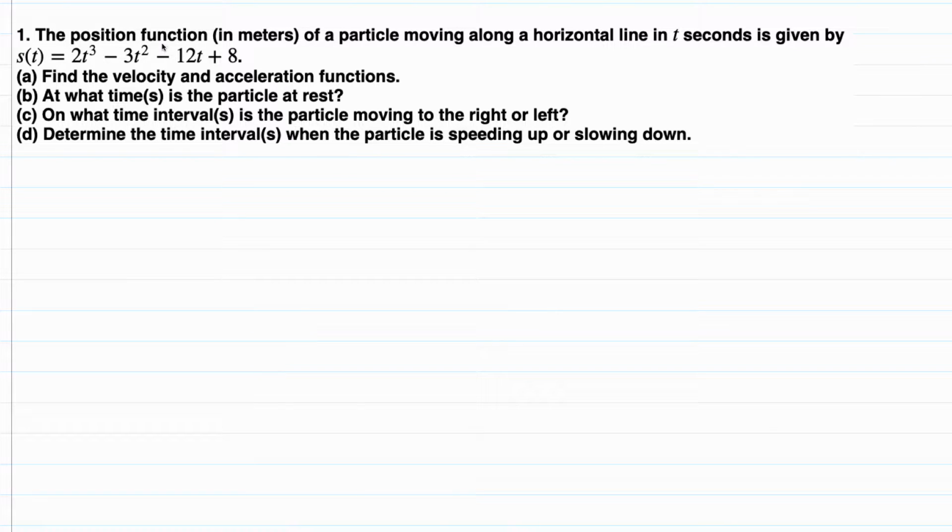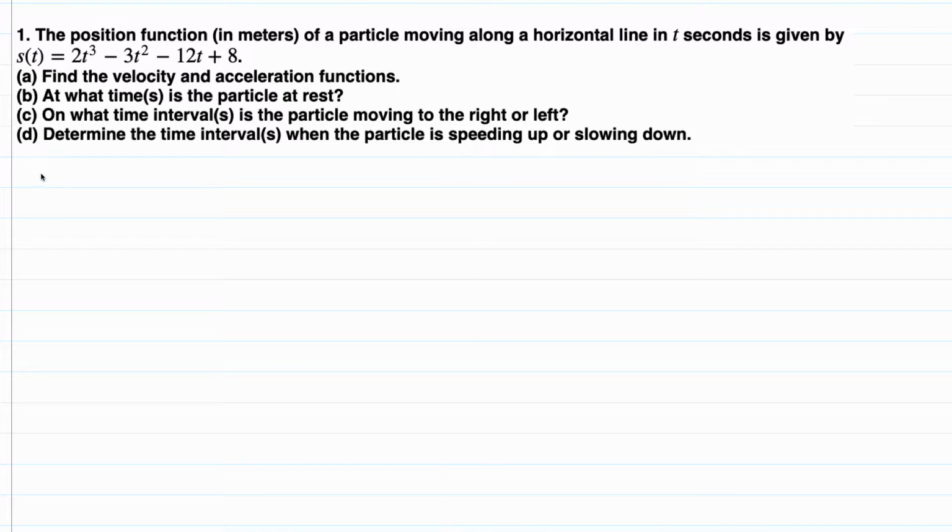The position function of a particle moving along a horizontal line is given by this function. That's the position function at any time t. Find the velocity and acceleration functions. So when we find the rate of change of position, that means first derivative, that's velocity, and the rate of change of velocity, that means another derivative, is acceleration.